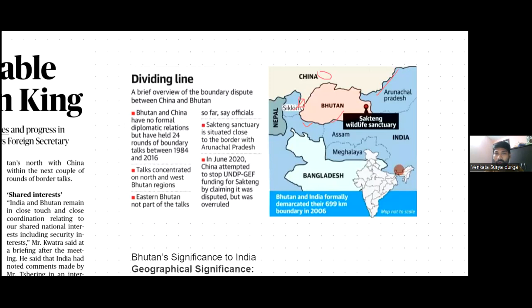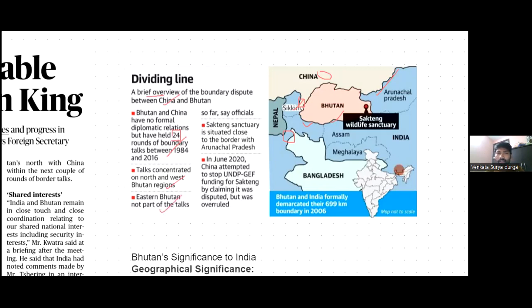This is the Chicken Neck Corridor, and those who control Doklam will also have a strategic advantage over the Chicken Neck Corridor, right? So let's look into a brief overview of the boundary dispute between China and Bhutan. Bhutan and China have no formal diplomatic relations, but they have held 24 rounds of border talks between 1984 and 2006. The talks are concentrated on northern Bhutan and western Bhutan, that is, the Doklam region.